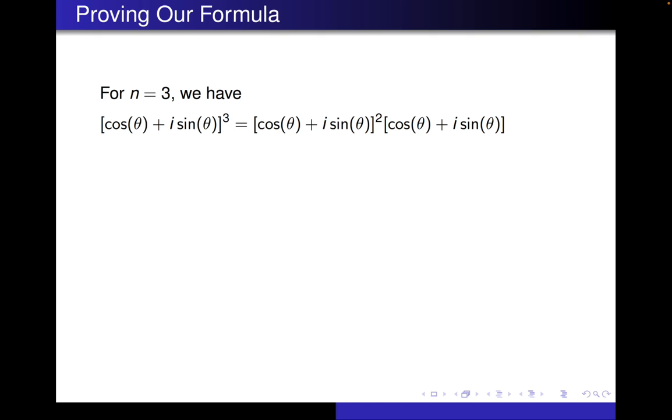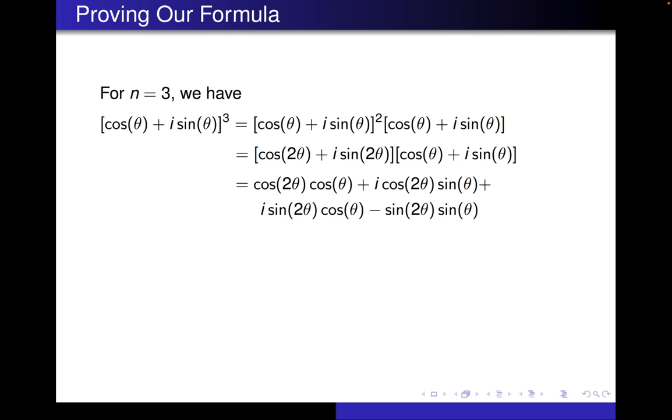The advantage of looking at it this way is we already have a really nice formula for cosine theta plus i sine theta squared. We just proved it. In fact, we just proved that it was cosine of 2 theta plus i times sine of 2 theta, and then we're just going to multiply that by cosine theta plus i times sine theta. And the nice thing about writing it this way is when we FOIL this, it's actually not going to be too bad, right? So we're going to multiply cosine 2 theta times cosine theta. We're going to multiply cosine 2 theta times i sine theta, that's the second term.